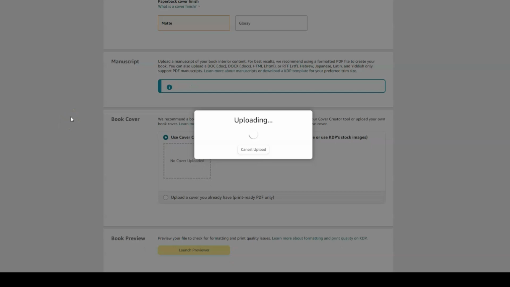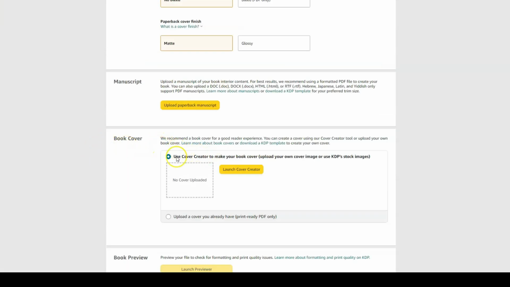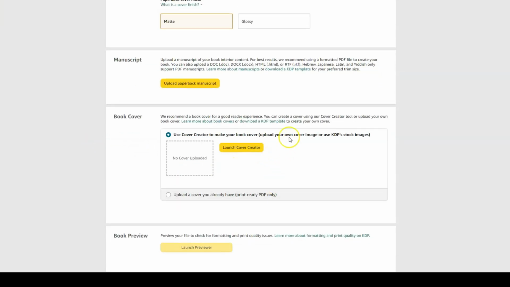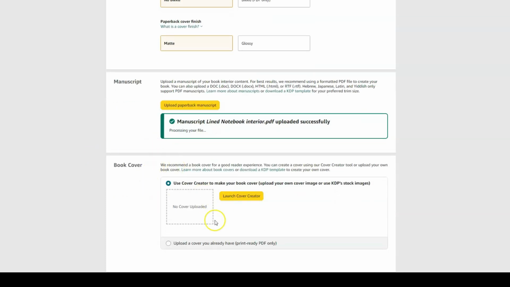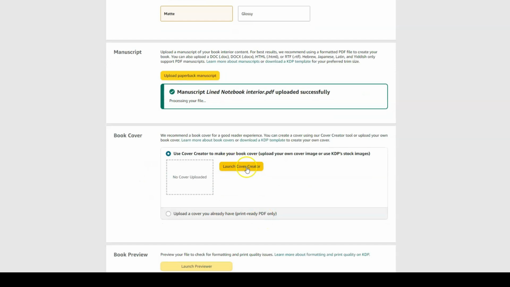And it has now uploaded our interior. So now it's confirmed that it's uploaded our manuscript, which is the interior. And now we have to upload our cover. So you can use the cover creator from Amazon, but I never use that because I find it a bit tricky and it doesn't give you many options. So this is why I showed you in my last video how to make your own cover in Canva, and we're going to use that.